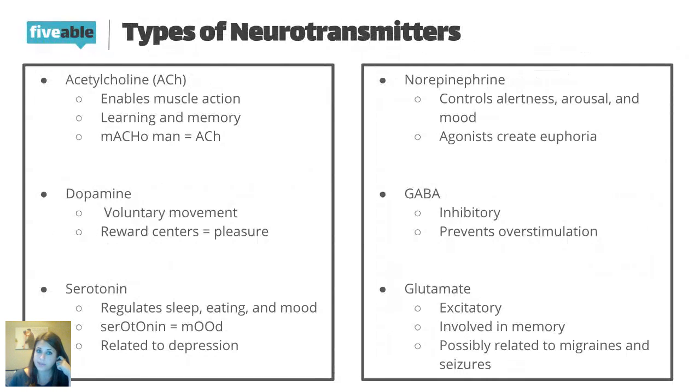Acetylcholine is abbreviated ACH, and it enables muscle action. So me being able to move my arms and do any sort of thing with muscle involves ACH. It's also learning and memory. So there's two key components: muscles, learning, and memory. And that has to do with acetylcholine. And how I remember it is if you look at the word macho, like macho man, ACH in macho is ACH, acetylcholine. And so it helps me remember muscles and strong and action and things like that.